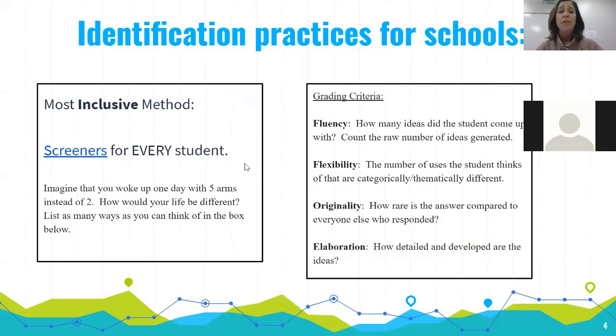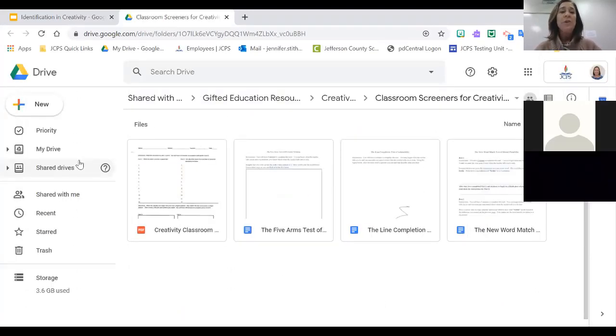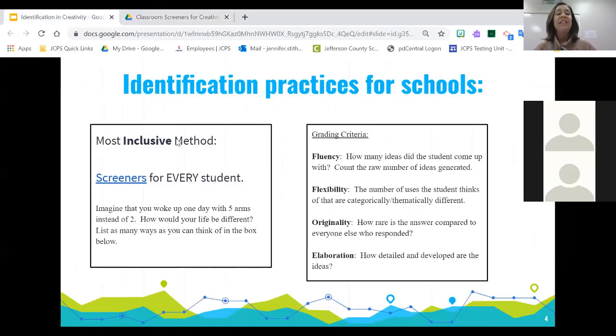And when I use the word screeners, if you look here on the screen and you click the hyperlink, you're going to be taken to 4 screeners that we've provided here at the Gifted Office. You could use any one of these screeners, and I would start there, as I said, and give it to every student. And so I have an example of one of those screeners for you. One of them says, imagine that you woke up one day with 5 arms instead of 2. How would your life be different? And you tell the students to list as many ways as they can think of in the box below.